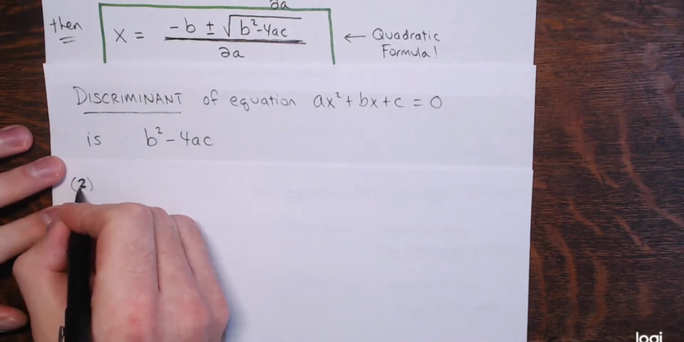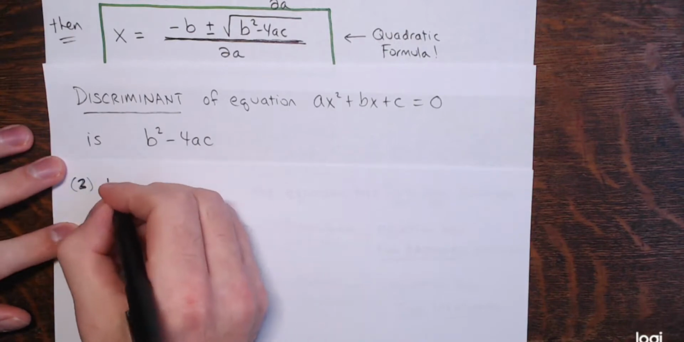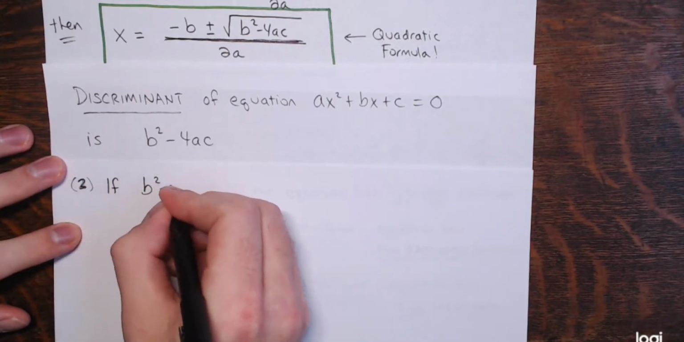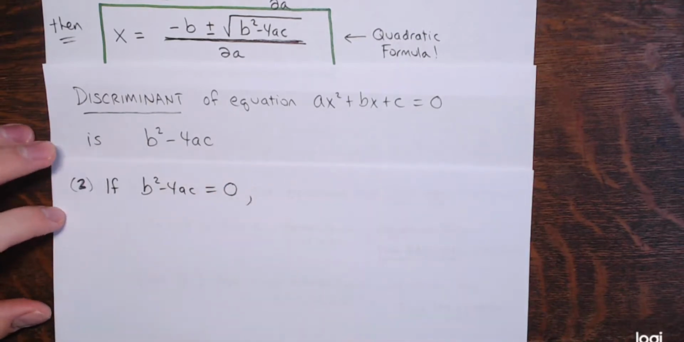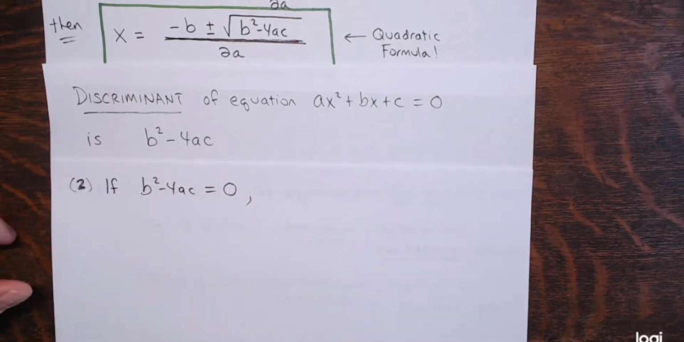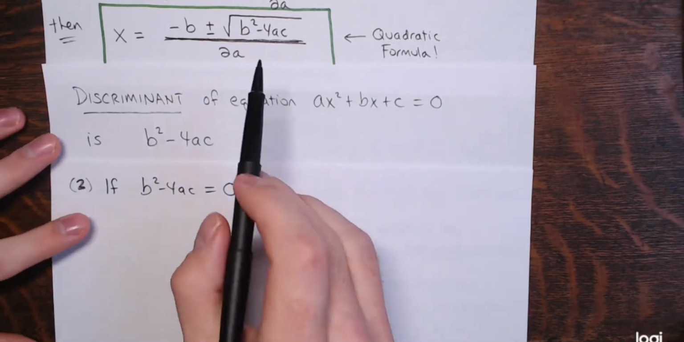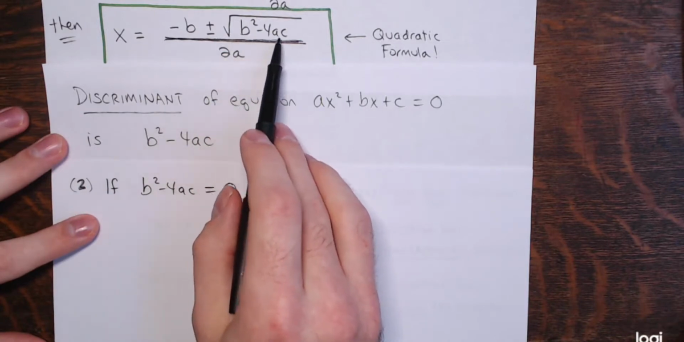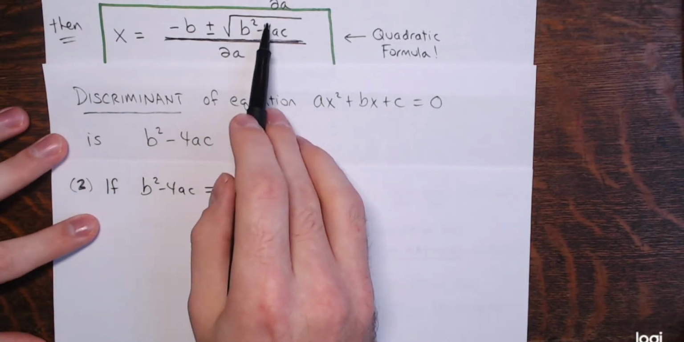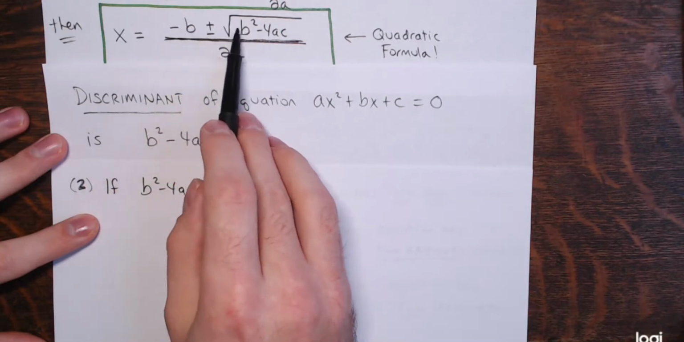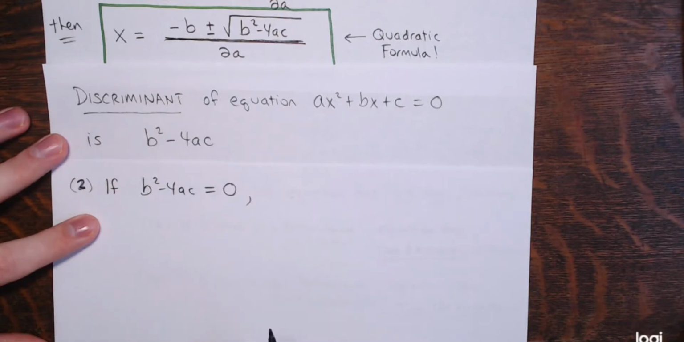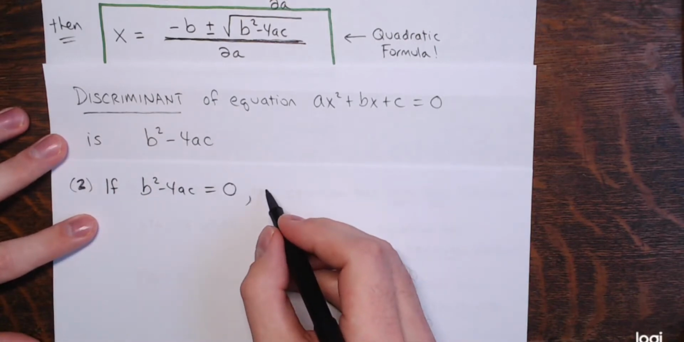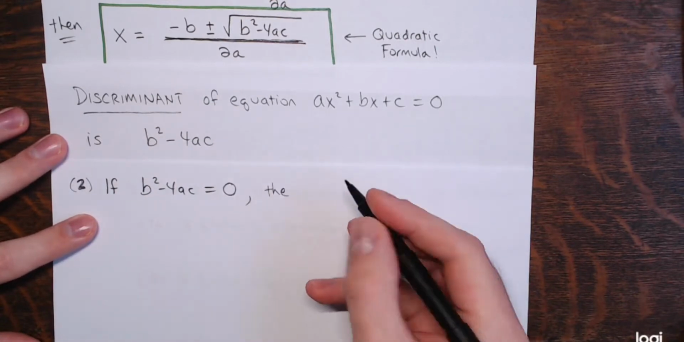What if it's equal to 0 instead of positive? What if b squared minus 4ac equals 0? Well, in that case, you'll have the square root of 0, which is 0. So you have negative b plus 0, negative b minus 0. So just negative b. You'll have one solution, negative b over 2a. The equation has one real solution.